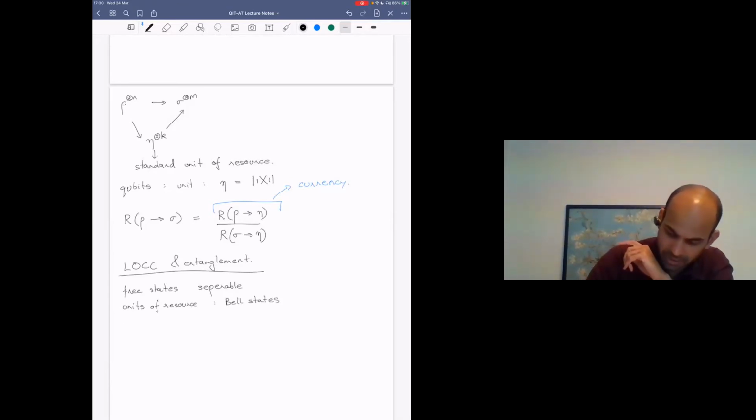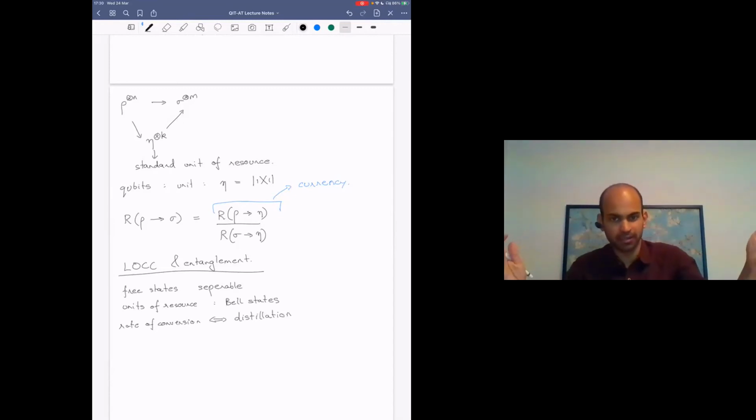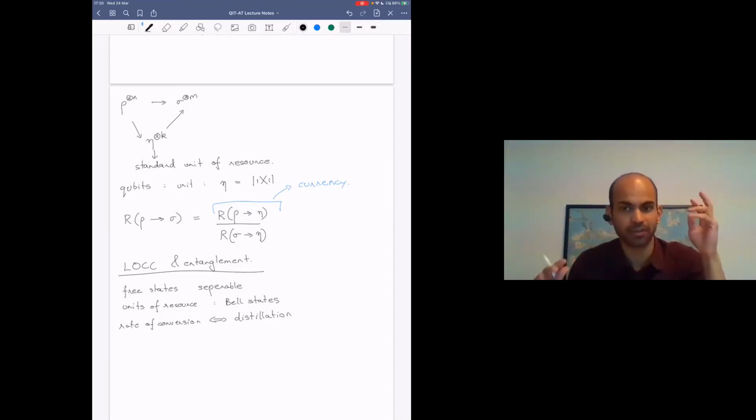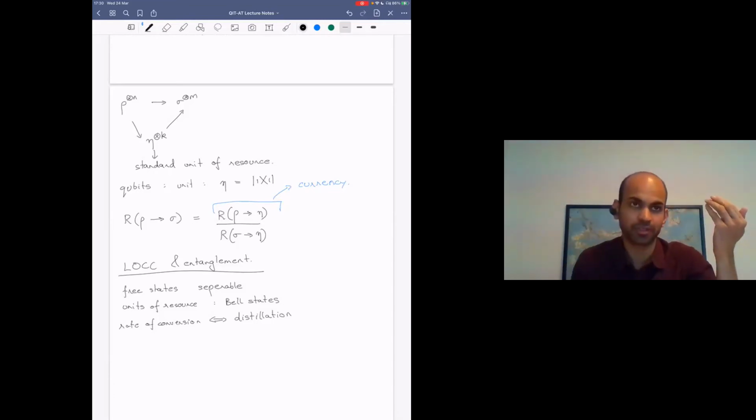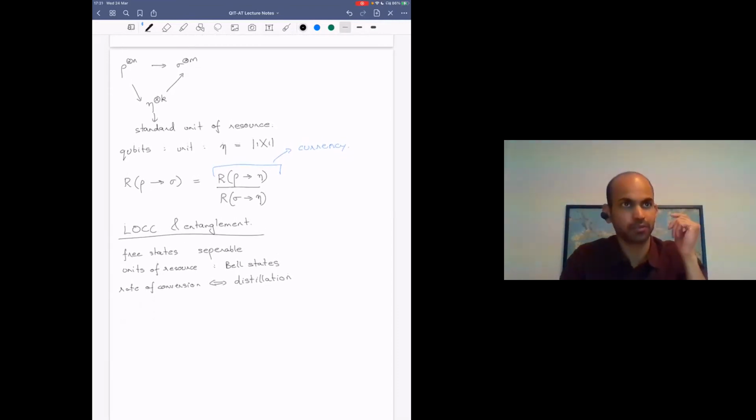So then a rate of conversion problem would reduce to a problem of distillation. If I give you n copies of some arbitrary entangled state, which is not free, how many copies of the Bell state can you get from that? And for example, there are some states which are called bound entangled states, from which you know that no matter how many copies you're given, you cannot distill Bell states out of. So those would be states for whom the rate of conversion would be simply zero, or at least the currency of those states would be zero. The currency of all states that are not bound entangled will be a finite value. And the currency of the Bell states themselves, of course, will be just one. So this is an example of another resource theory.